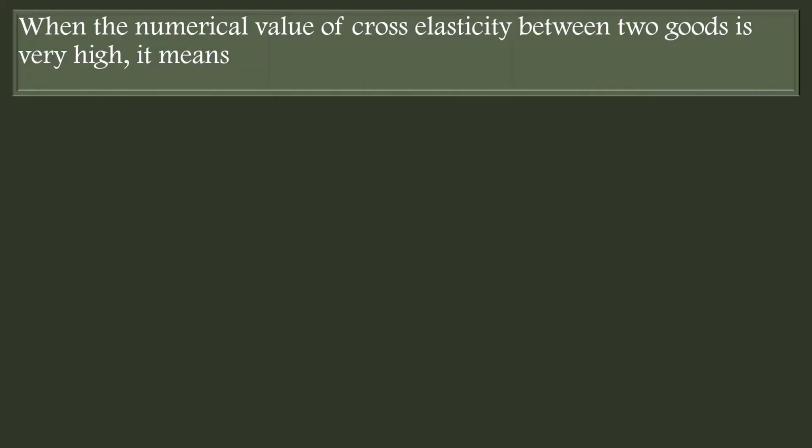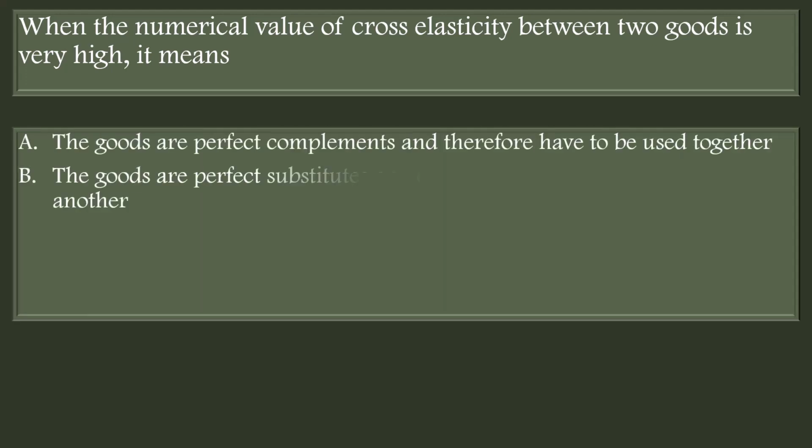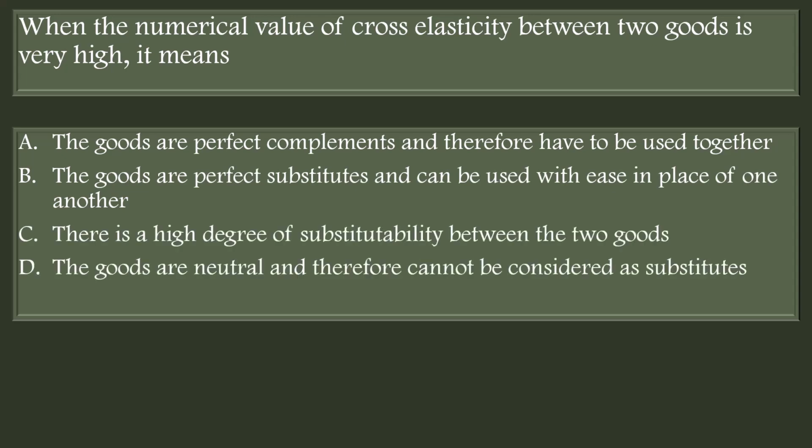When the numerical value of cross elasticity between two goods is very high, it means, options. A. The goods are perfect complements and therefore have to be used together. B. The goods are perfect substitutes and can be used with ease in place of one another. C. There is a high degree of substitutability between the two goods. D. The goods are neutral and therefore cannot be considered as substitutes.